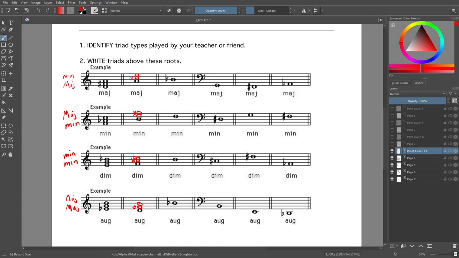Now from F sharp to A, is that a major third or a minor third? That is actually a minor third. So we need to make this major as well, because for augmented, both thirds have to be major. In order to make that major, all we need to do is add a sharp. And we now have an augmented triad. And the rest you should be able to do on your own.